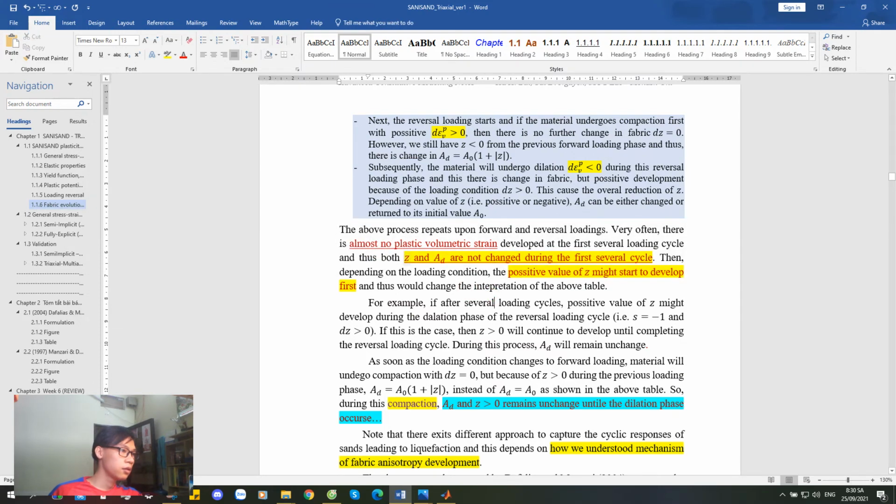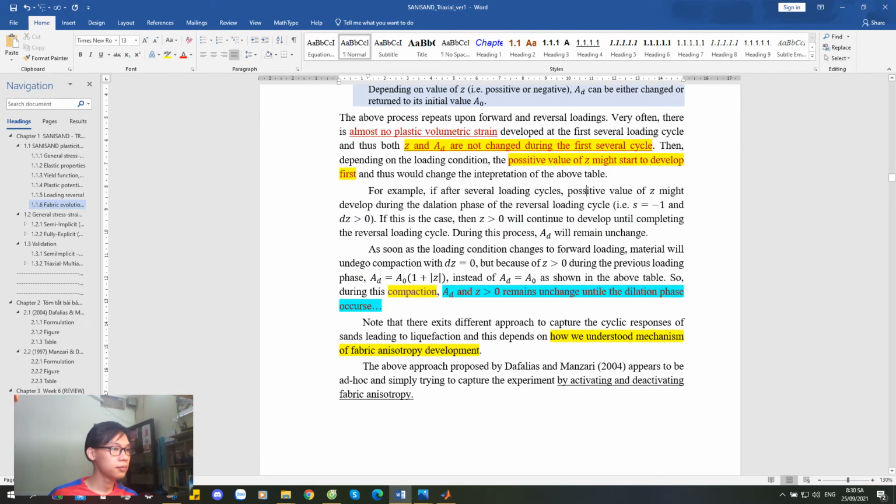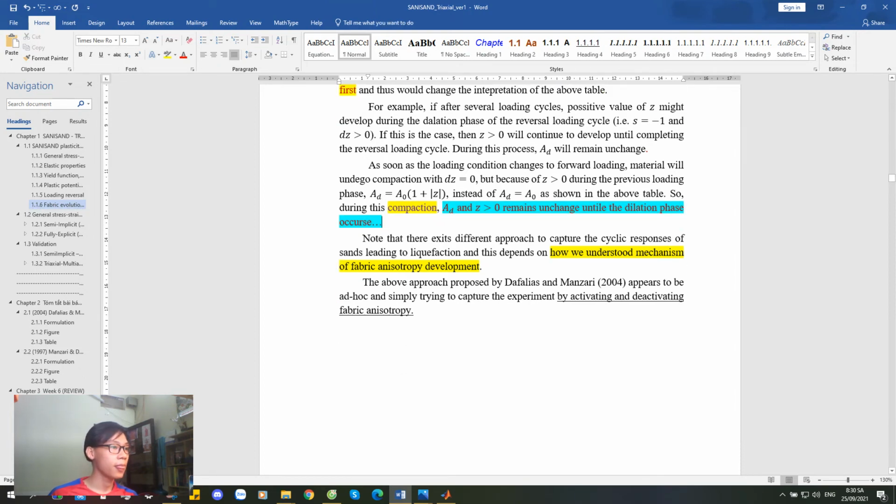There, notice Z and AD are not changed during the first several cycles, or positive Z might start to develop first. That's all I showed you from my animation. You can see there, when Z didn't change, AD and positive Z remain unchanged until the dilation phase occurs. That's all I explained. That's how we understood the mechanism of fabric and its respective development.